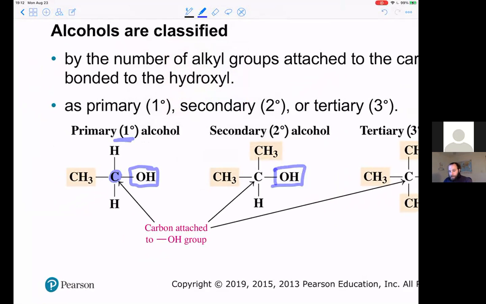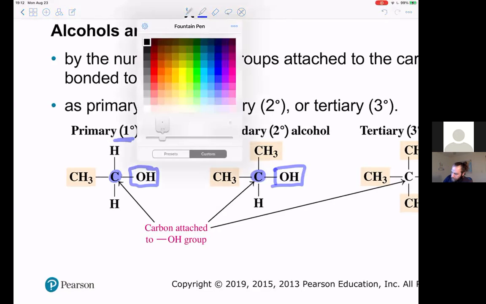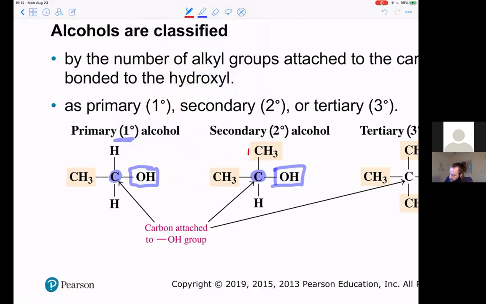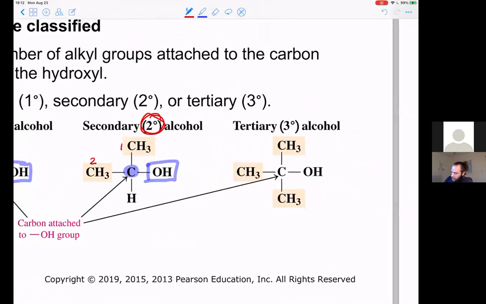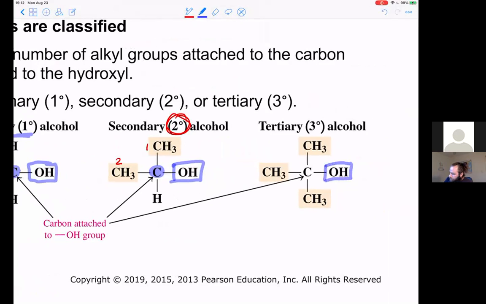Again, find your OH group, find the carbon attached, and count how many other carbons that's bound to. In this case, 1, 2. So this would be a secondary alcohol. Again, find your OH group, find the carbon it's attached to, and count how many carbons that's bound to. In this case, 1, 2, 3 other carbons. So that's a tertiary alcohol.